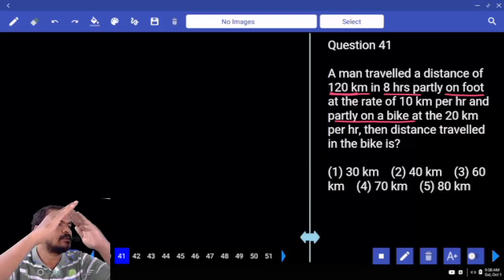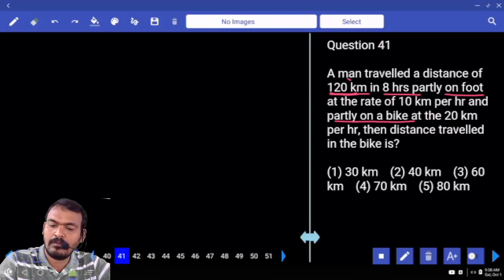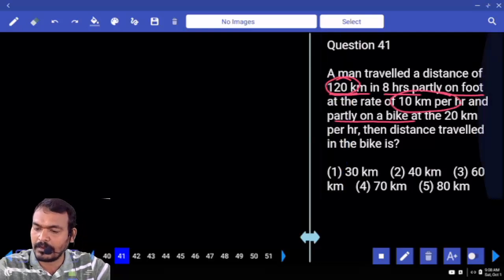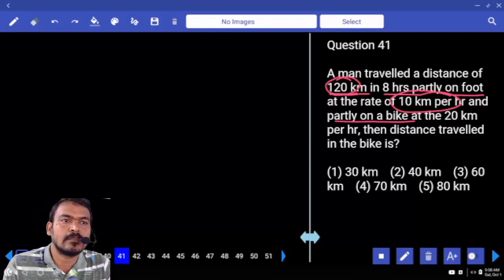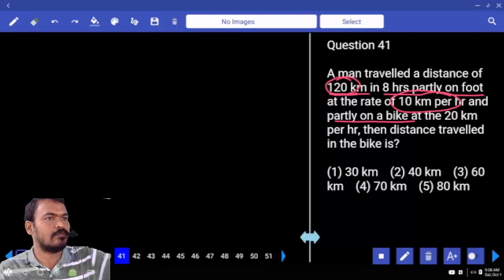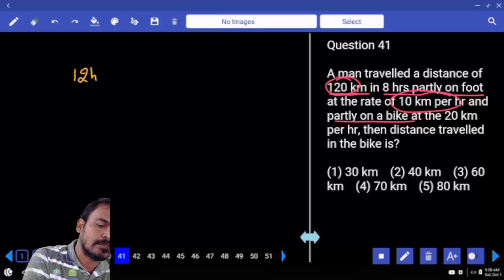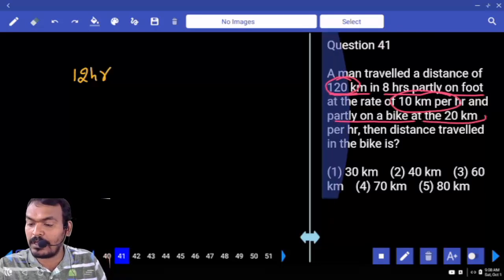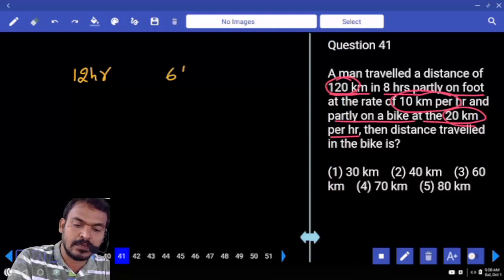Total distance is split into two parts or only one part? Two parts. Suppose total 120 kilometers are covered with a speed of 10 kilometer per hour. How much time is taken? 12 hours or no? Next, the same 120 kilometers with a speed of 20 kilometer per hour, how much time is taken? 6 hours or no?